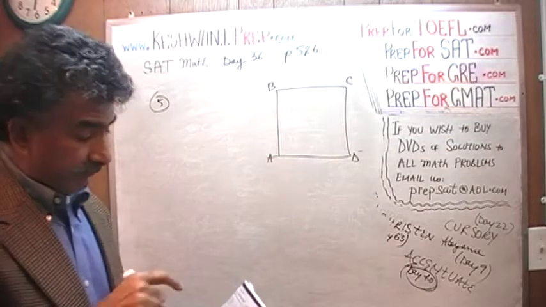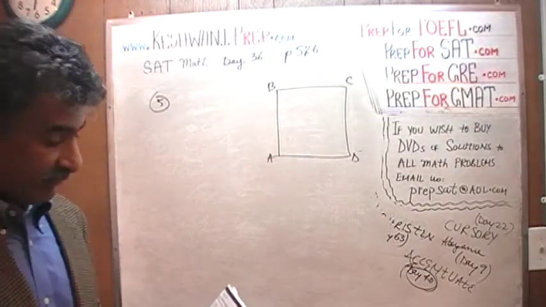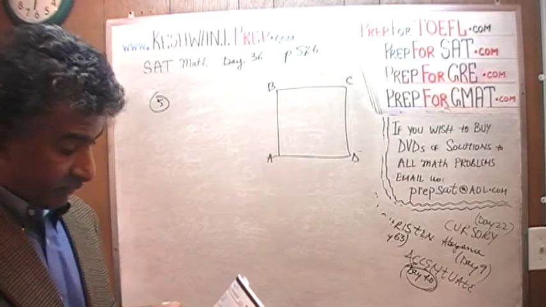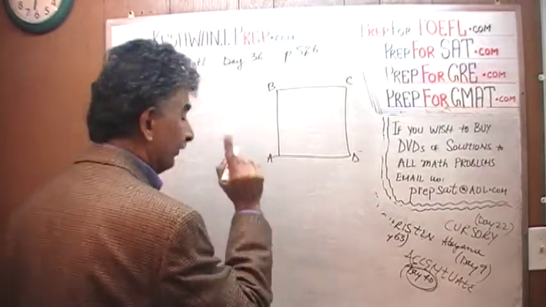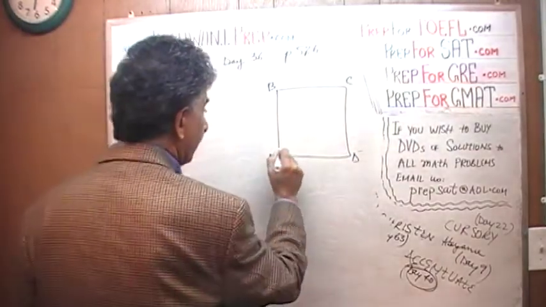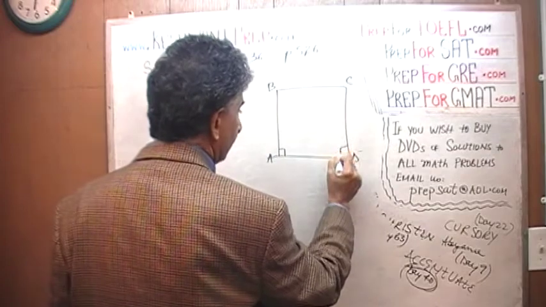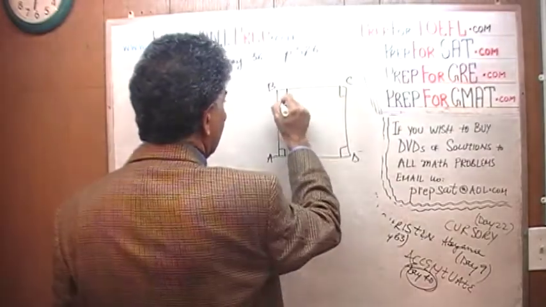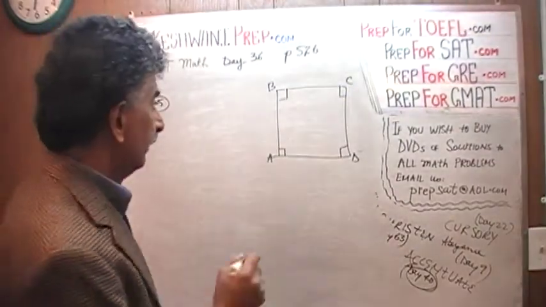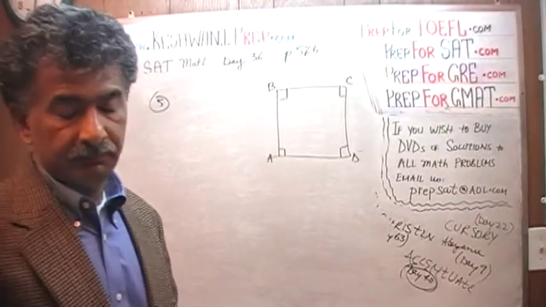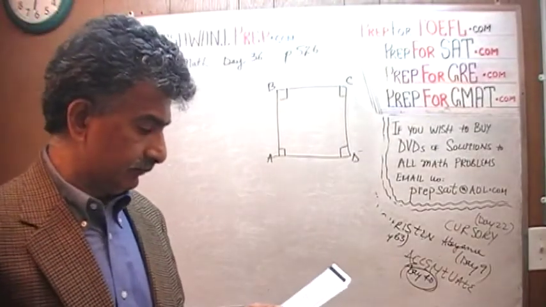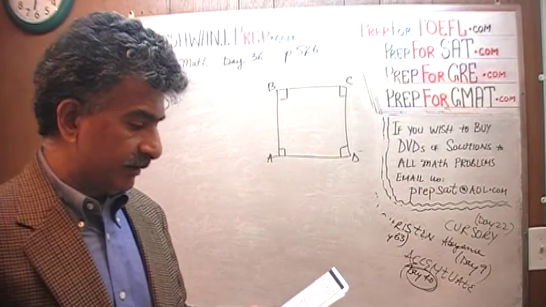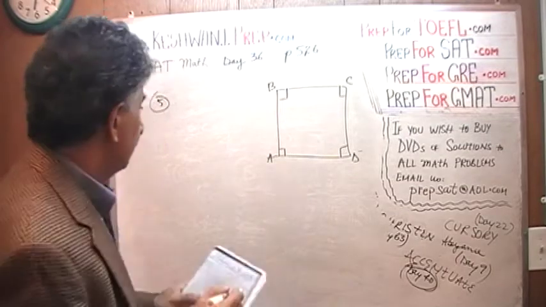If it were not given to us in the problem itself that it's a square, if they did not spell it out, then the only way we would have known is if they had shown us the symbols, and somewhere in the problem they would have to tell us that all 4 sides are equal. What is the area of the square ABCD above?